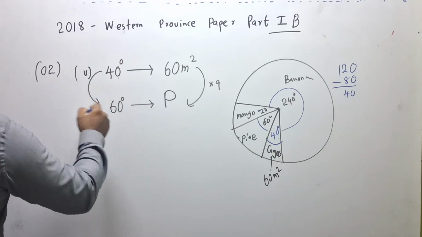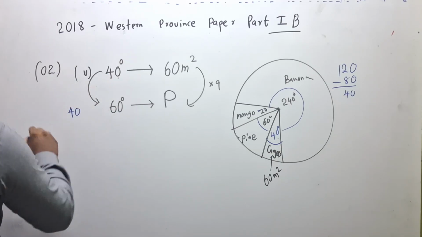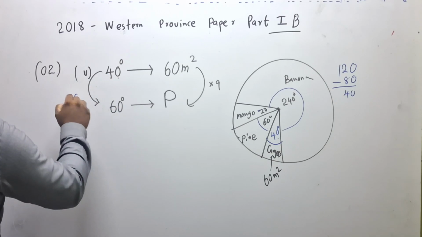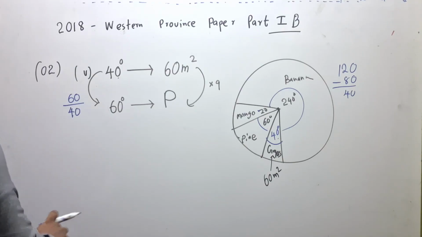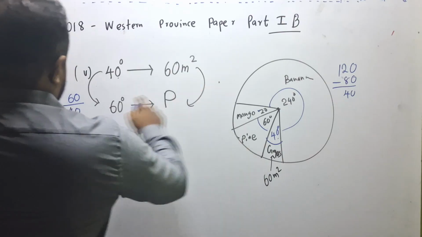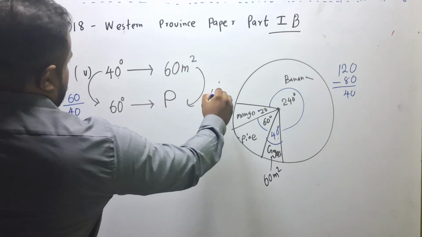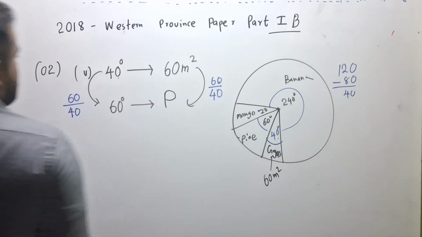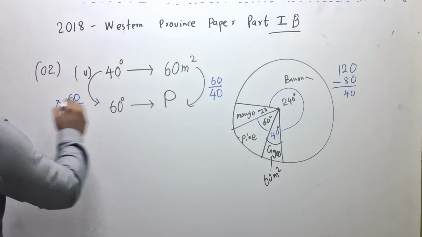40 divided by 40 is 1, times 60 is 60. Do the same thing for the other side: 60 divided by 40 multiplied by 60. Okay, this is the multiplication.